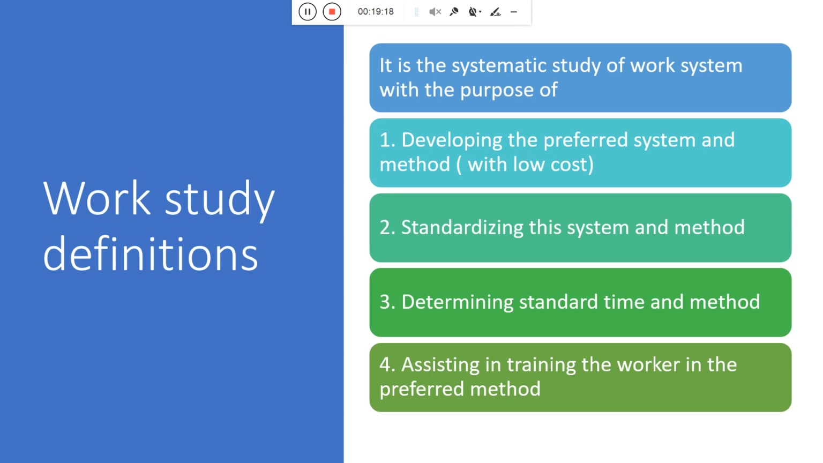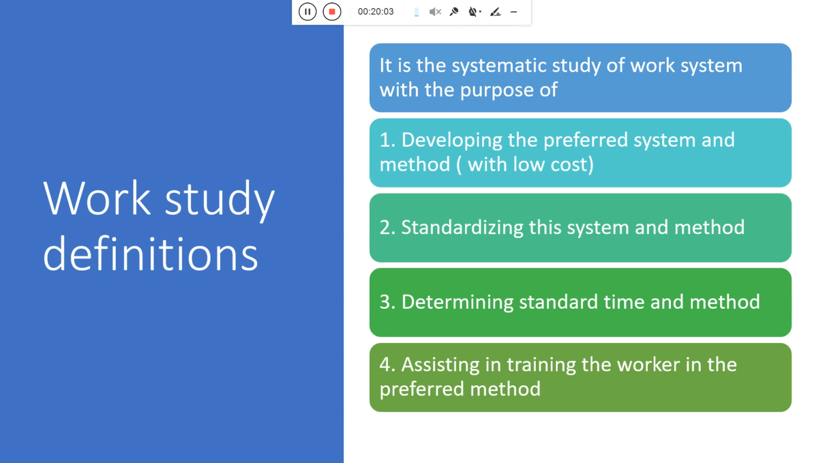Now the work study definition, the next point. It is a systematic study of the work system with the purpose of developing the preferred system and method, which is able to reduce the cost of production. The next purpose is standardizing the system and method: how we can standardize a particular system, a particular work, or a particular method.